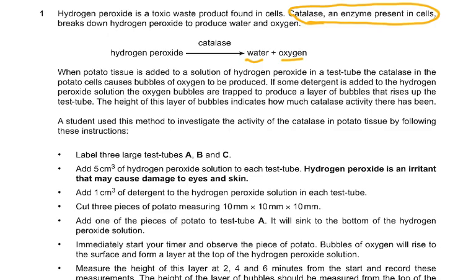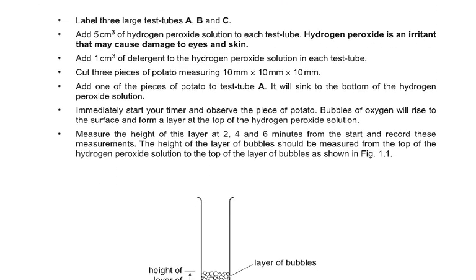When potato tissue is added to a solution of hydrogen peroxide in a test tube, the catalase in the potato cells, please understand, causes bubbles of oxygen to be produced. If some detergent is added to the hydrogen peroxide solution, the oxygen bubbles are trapped to produce a layer of bubbles that rises up the test tube. The height of this layer of bubbles indicates how much catalase activity there has been. A student used this method to investigate the activity of catalase in potato tissue by following these instructions.